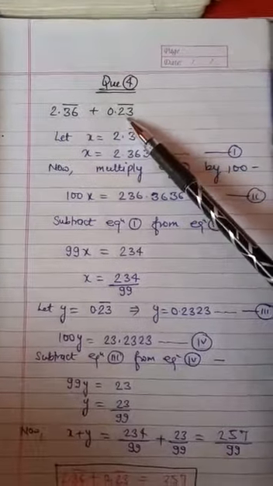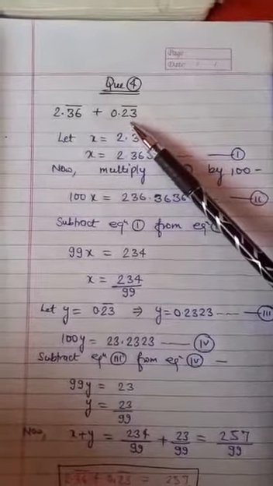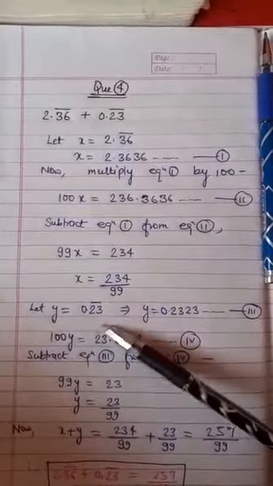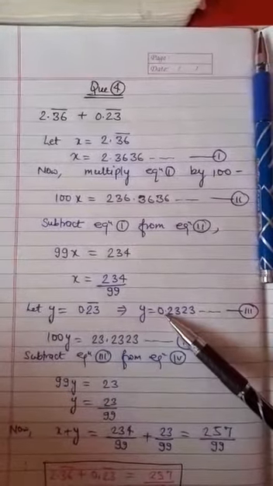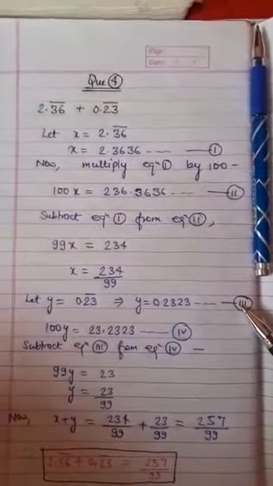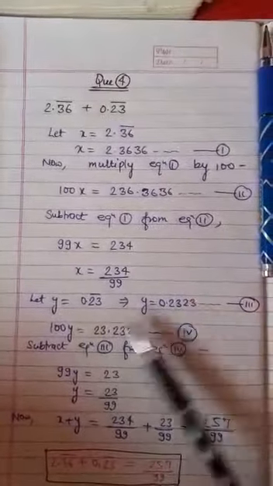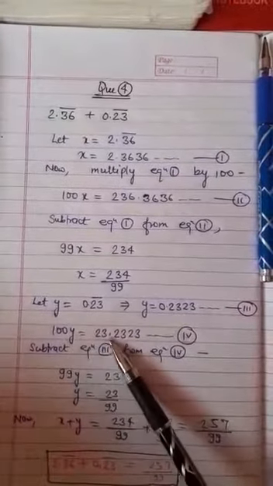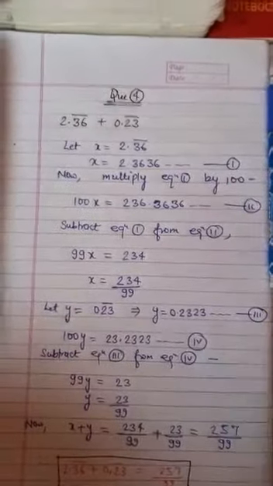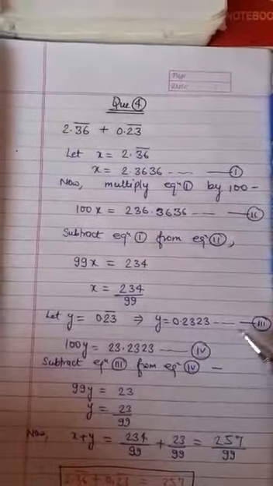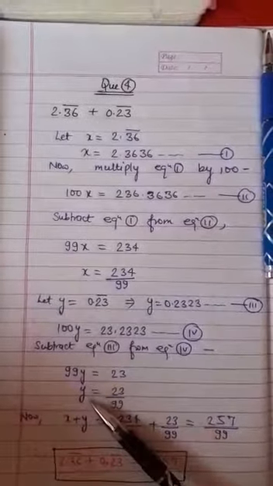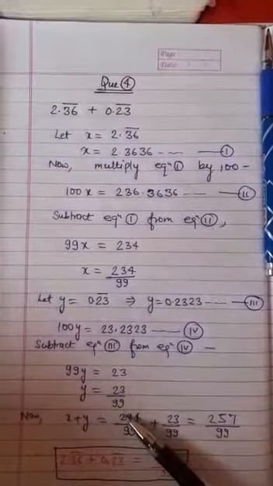Now the second one is 0.23 bar. Let y is equal to 0.23 bar. Then y can be written as 0.2323 and so on. This is equation third. Now we multiply equation third by 100. We get 100y is equal to 23.2323 and so on. This is equation fourth. Now again we subtract equation third from equation 4. We get 99y is equal to 23. Then y is equal to 23 upon 99.